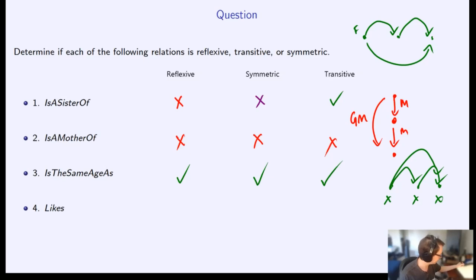This is an equivalence relation. So the same is sort of the key there. The same age, that's an equivalence relation. So equivalence relations will always be reflexive, symmetric, and transitive.